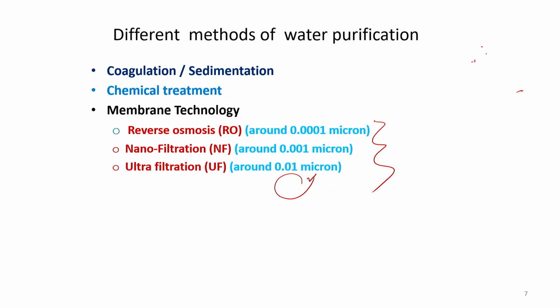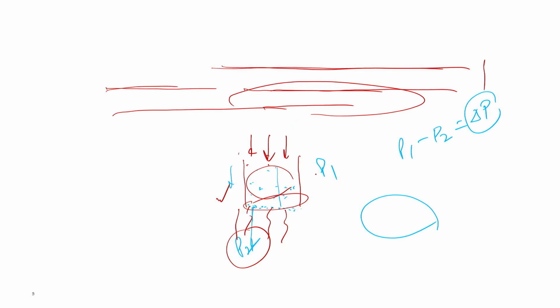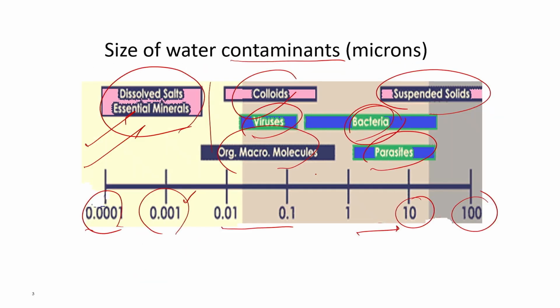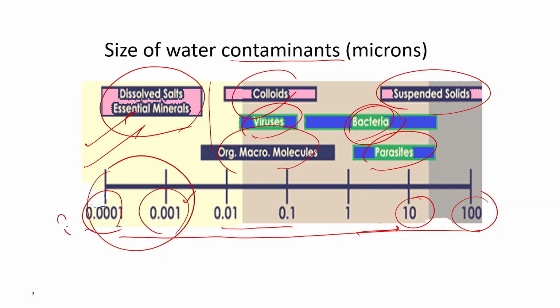Now, we can see here, I will just go back, depending on the size, this type of particle RO can remove. RO can remove all this type of particles. Accordingly, micro and ultrafiltration are different types of micron, depending on the size it removes.